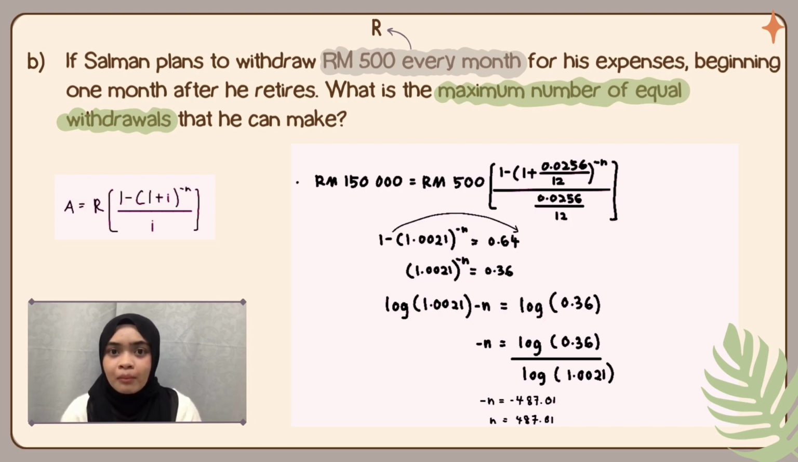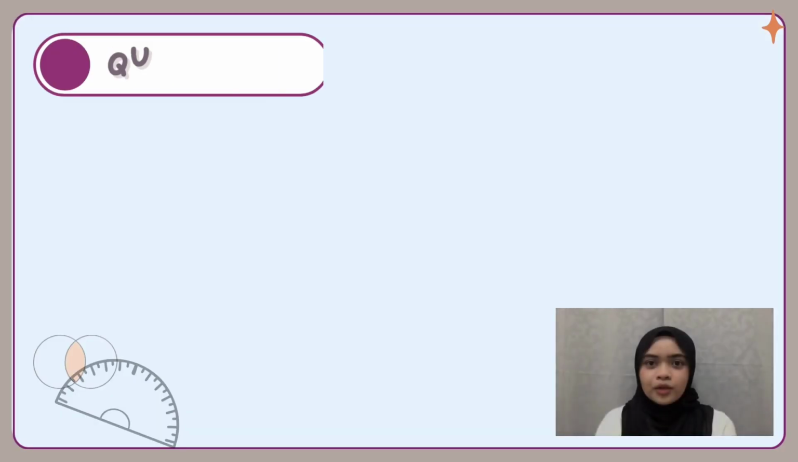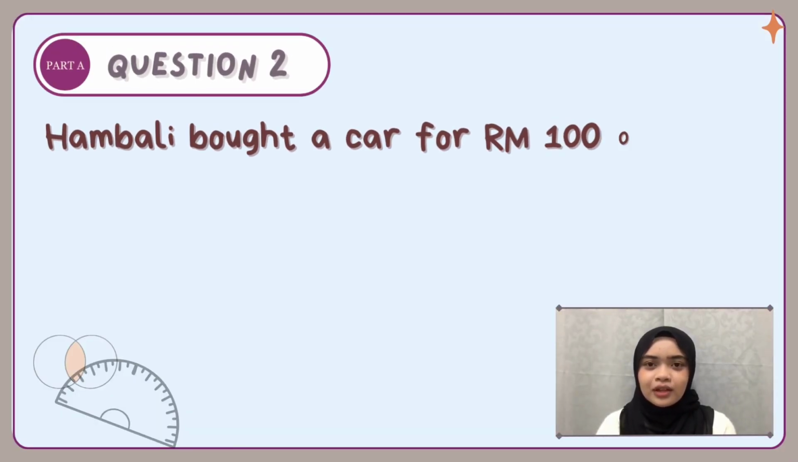To get the maximum number, we should use log. So log 1.0021 to the power of negative n equals log 0.36. So log 0.36 divided by log 1.0021 gives negative n equals negative 487.01. So the last answer is n equals 487.01.